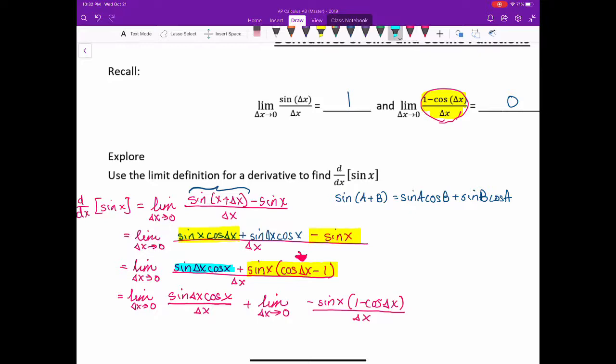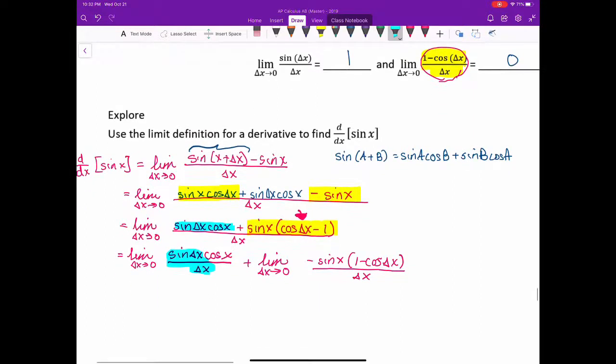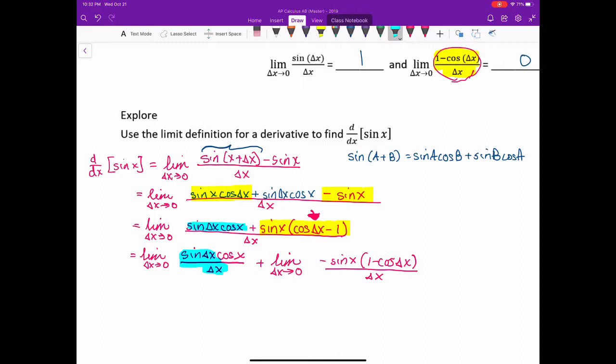So right now, what I see is this. For the left one, this right here that I'm highlighting in blue, if I took the limit as delta x approaches 0, that is going to be 1. And the cosine of x does not have a delta x in it, so it's not affected by the limit at all. So I'm going ahead and simplifying that. I'm going to take the limit. So the blue part is going to be 1 times cosine of x. So just to see what corresponds, that corresponds, right?